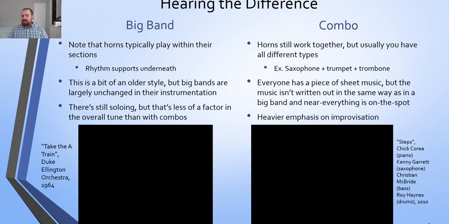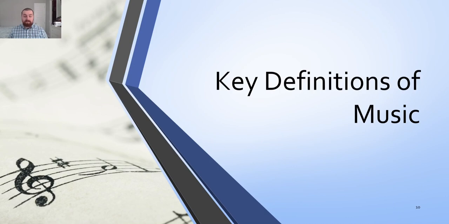These aren't really different. You can find big bands that are more improvisatory and combos that are more arranged. They're just two sides of the same coin. It's all equally jazz, just different levels of organization, and that's for different historical reasons that we'll get into in the quarter. So let's pivot now to some key definitions to consider.